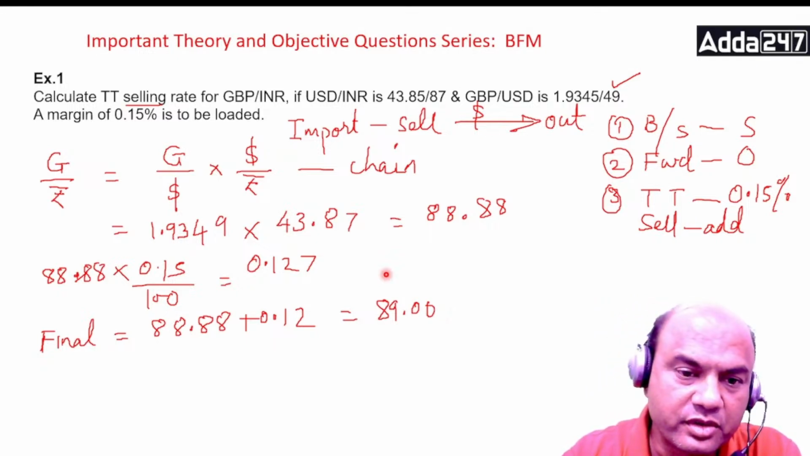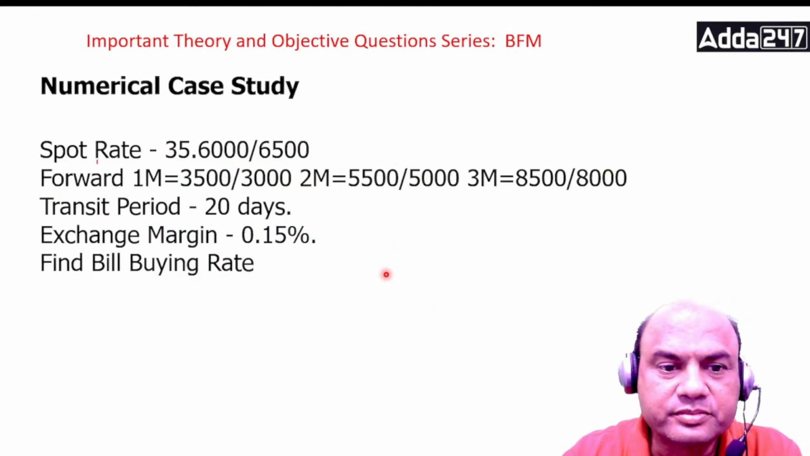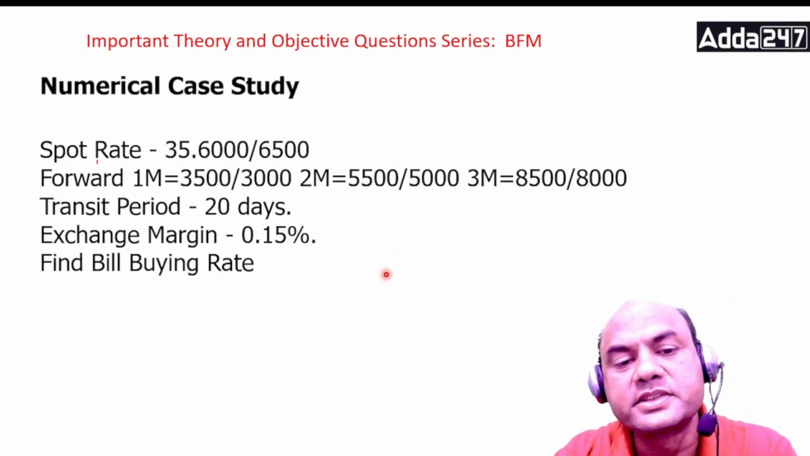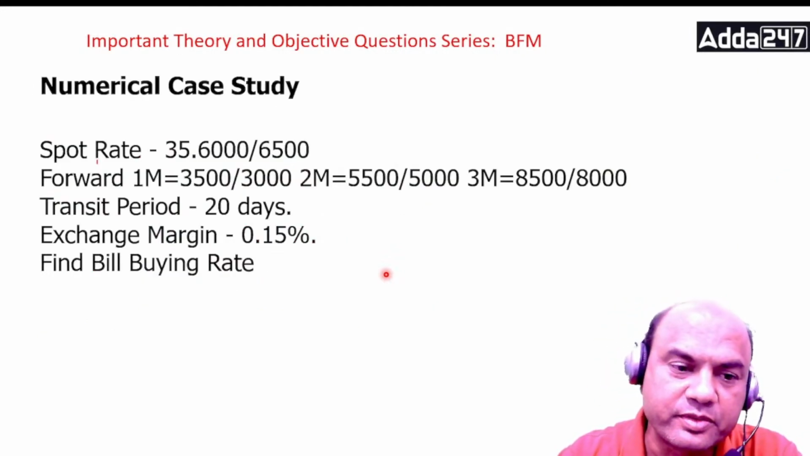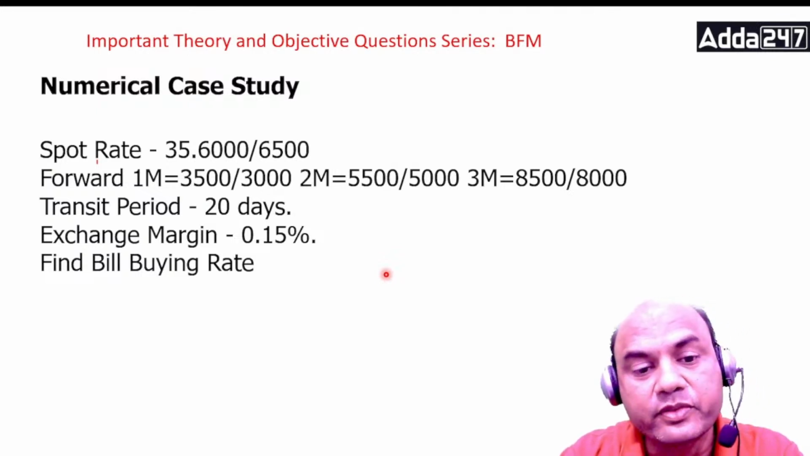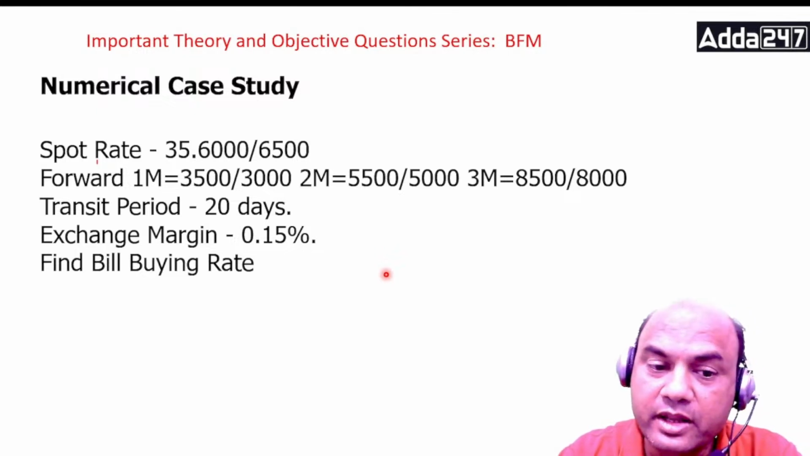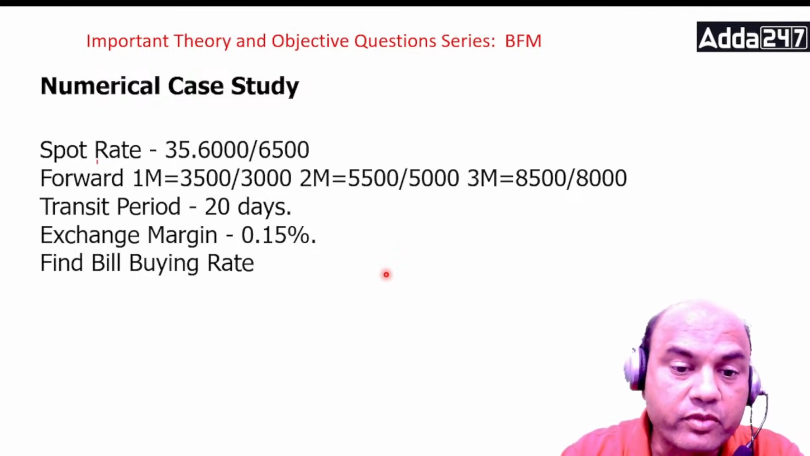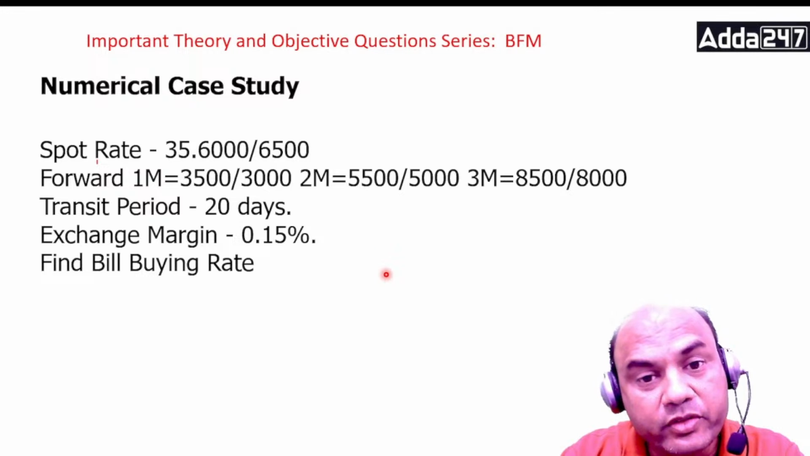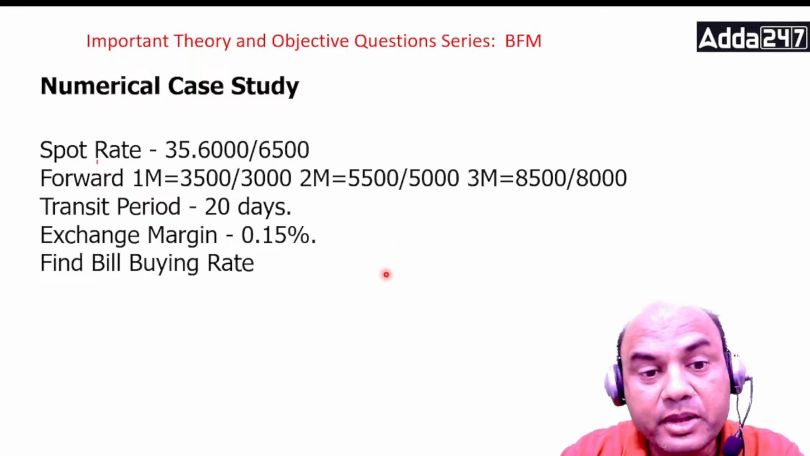Got it? Second one. Spot rate is given as 35.6065. Forward for 1 month is given as 35.30, 2 month 55.50, 3 month 85.80. Transit period 20 days. Exchange margin 0.15%. Find the bill buying rate.